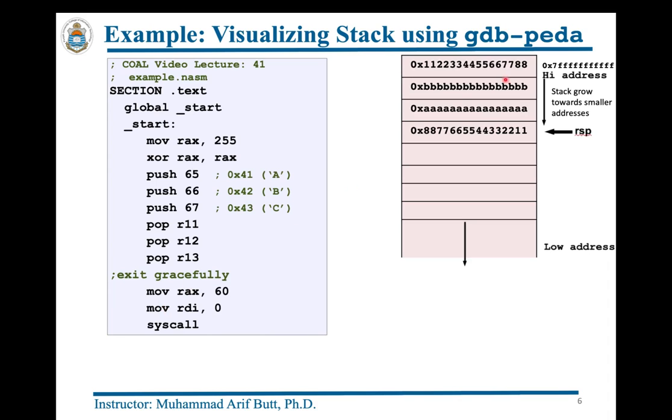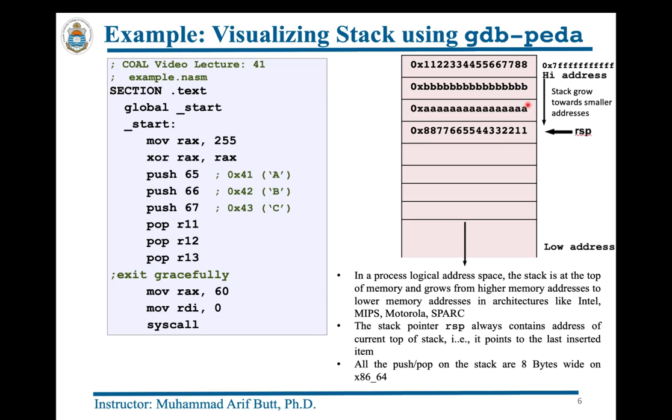And here is the stack portion only of the logical address space of a process. And we have discussed the working of a process stack in lecture number 33 as well. Well, dear students, in a process logical address space, the stack is at the top of the memory and grows from higher addresses towards the lower addresses in architectures like Intel, MIPS, Motorola and SPARC. Well, the stack pointer RSP always contains the address of the current top of the stack. That is, it points to the last inserted item on the stack.